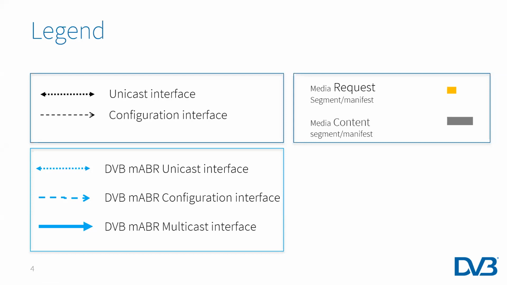You will see in animation a small yellow square, which is a request. It means mostly an HTTP request, because the protocol that is used for configuring and controlling the framework is based on HTTP. And the media content, so either the segment or the manifest, will be represented by this gray rectangular box.